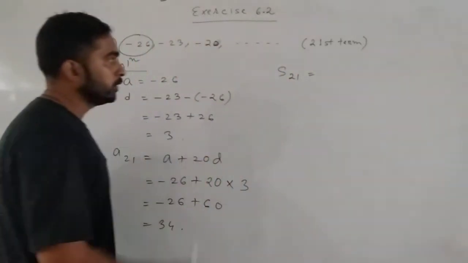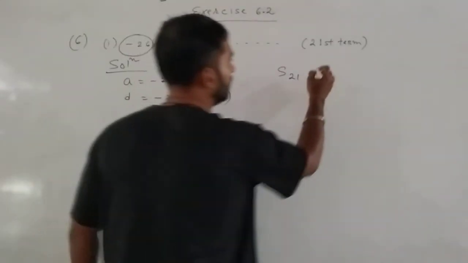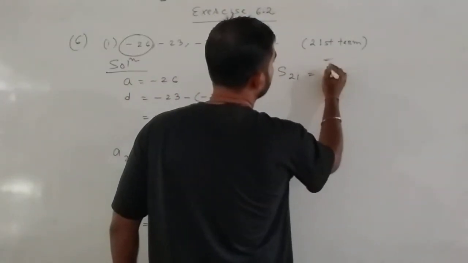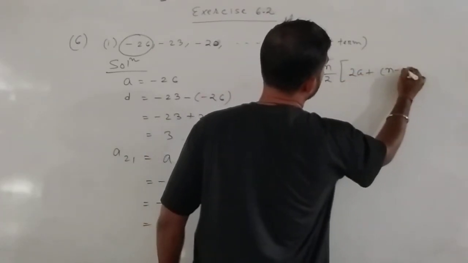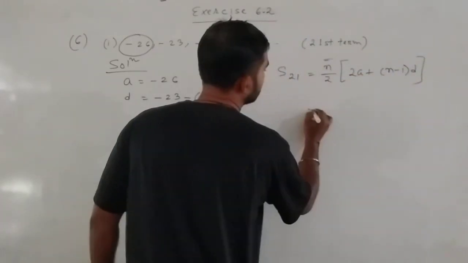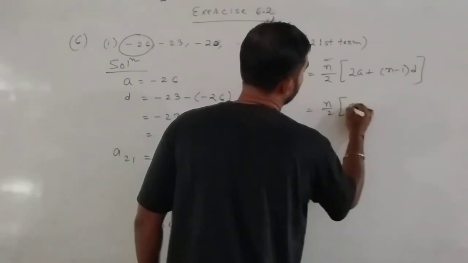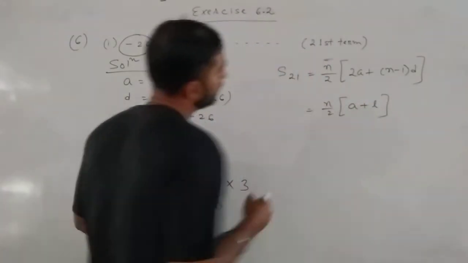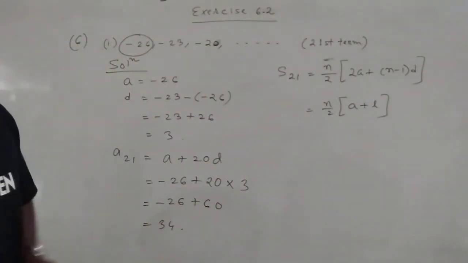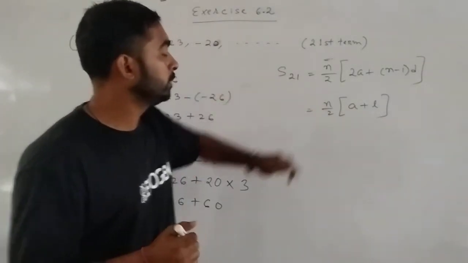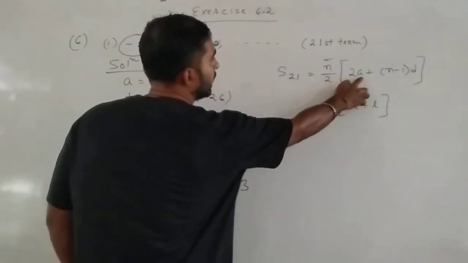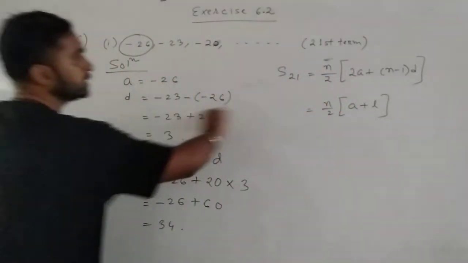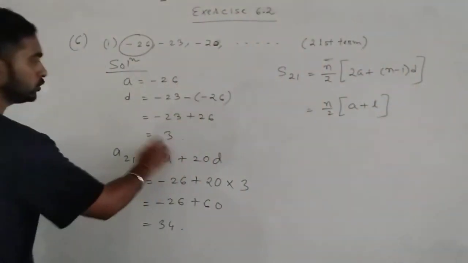Now in S21 there are two formulas. Both the formulas are n by 2 twice A plus n minus 1 D, and the second one is n by 2 A plus L. Here in this question we can use either formula, because n is known, n equal to 21, A is also known, minus 26, and D is also known, that is 3.